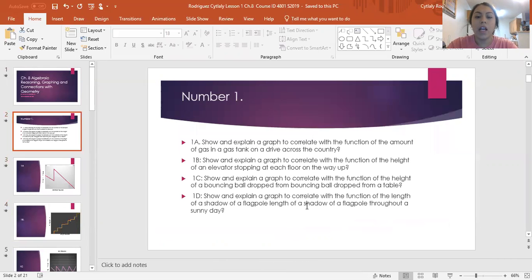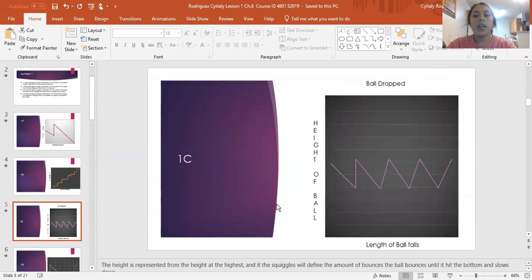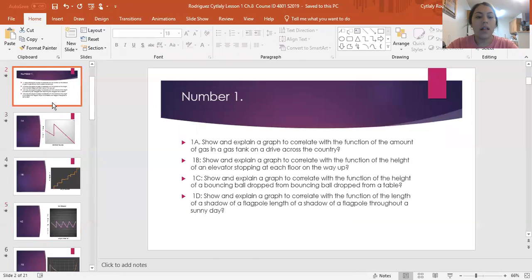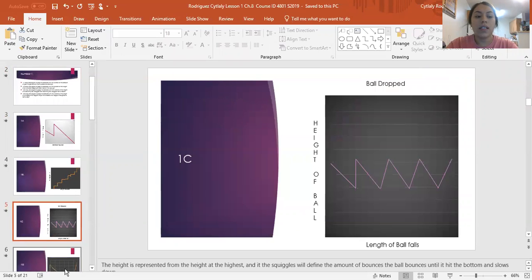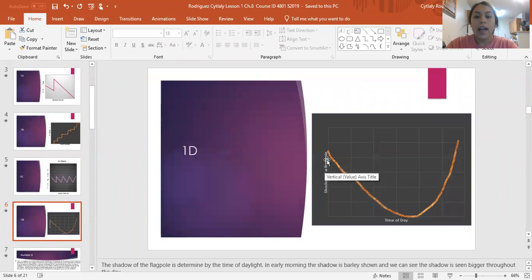And then we're asked to explain the function of the length of a shadow of a flagpole throughout a sunny day. So this is the one of the shadow right here. And this one starts from the beginning of the day, and it decreases, as one can tell, as the day moves along.